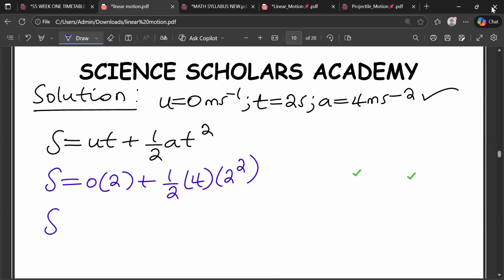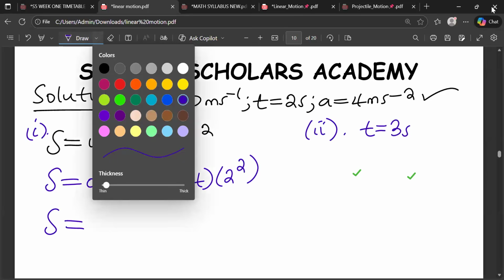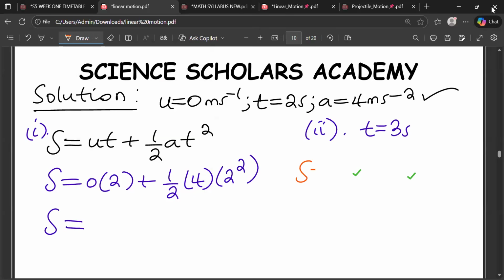So use a calculator, tell me the answer there. This was Roman 1, it was after 2 seconds. Then Roman 2, which was after 3 seconds, we said our T is a 3. So no need of rewriting the formula. You just come and substitute. The U doesn't change, it is a 0. The 3 is a T. A half remains. 4 does not change, but the time is a 3. And it is squared. Like that.